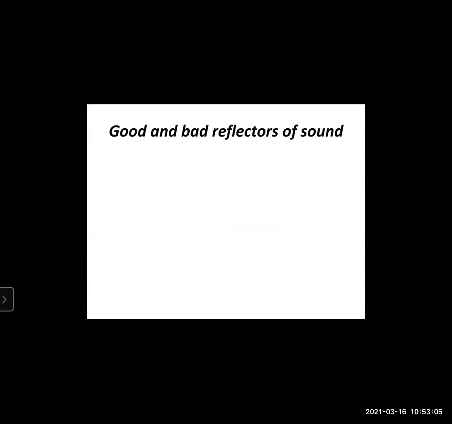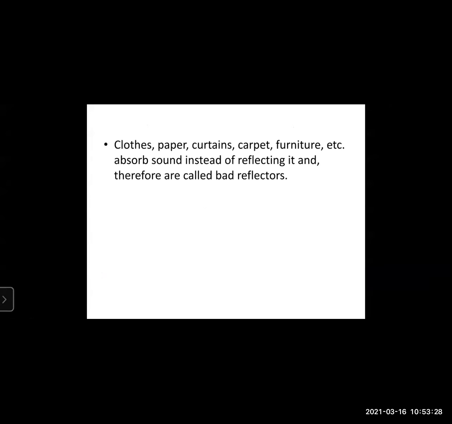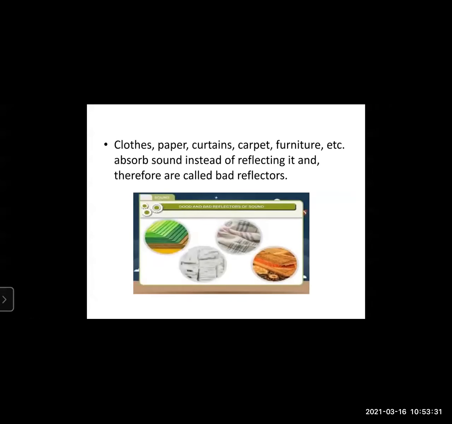Now, how will you determine whether the surface is a good or bad reflector for a particular sound? How much of the incident sound is getting reflected will decide whether that reflector is good or bad. A hard and flat surface is a good reflector. Some examples: cloths, papers, curtains, carpets, furniture. These can absorb sound instead of reflecting it, and therefore these are called bad reflectors.